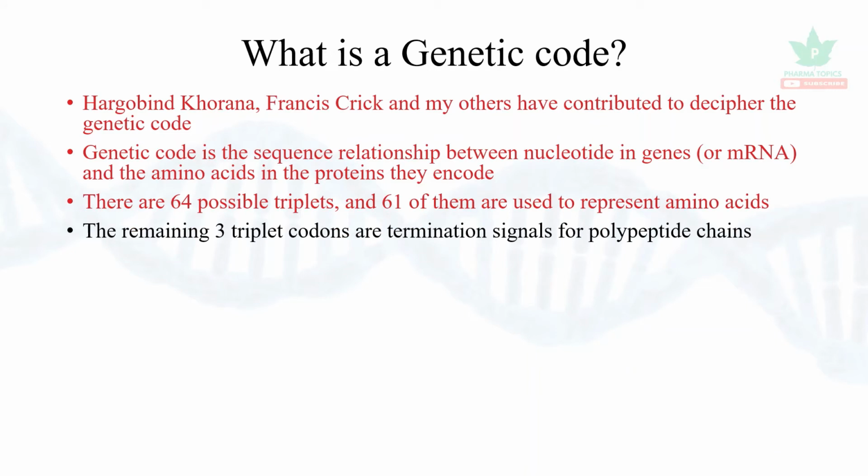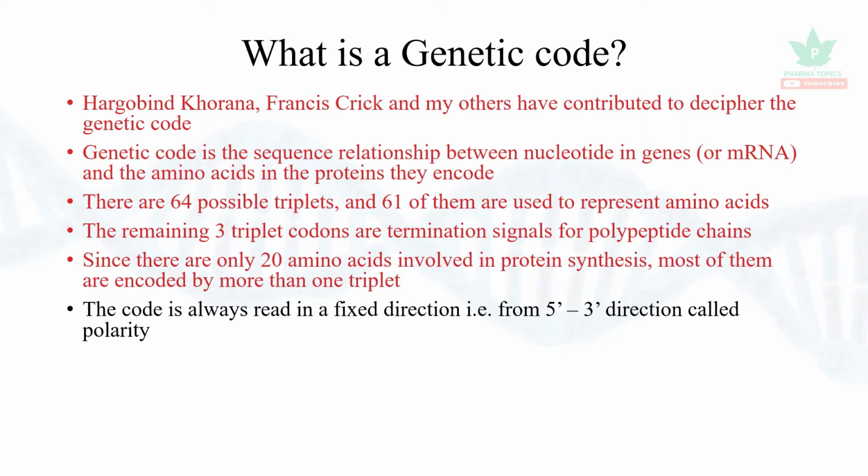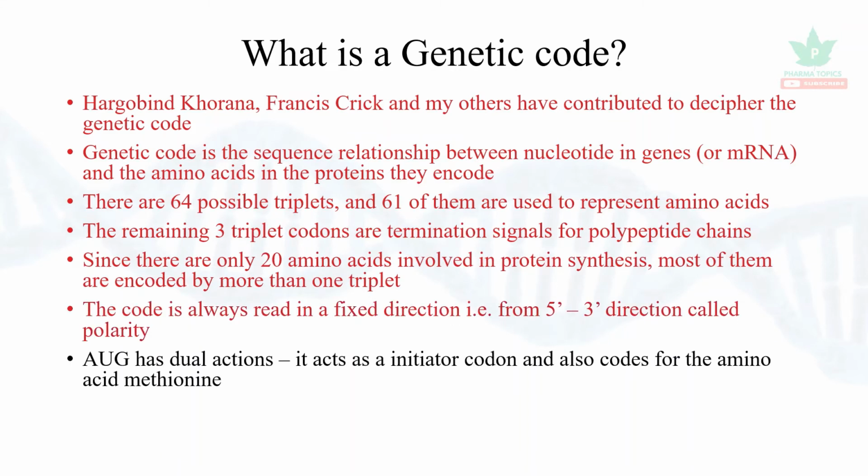Three triplet codons are for termination. Since there are only 20 amino acids, most of them are encoded by more than one triplet. There may be many triplets, but actually one tRNA codes for only one amino acid. The code is always read in a fixed direction from 5' to 3'.